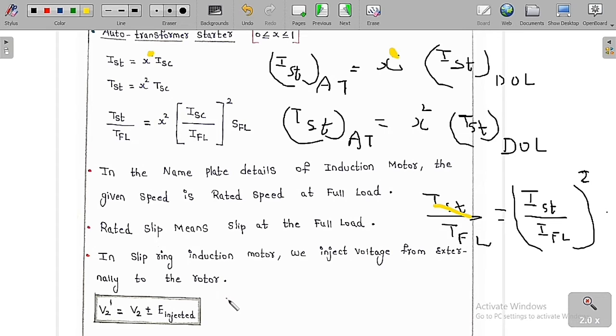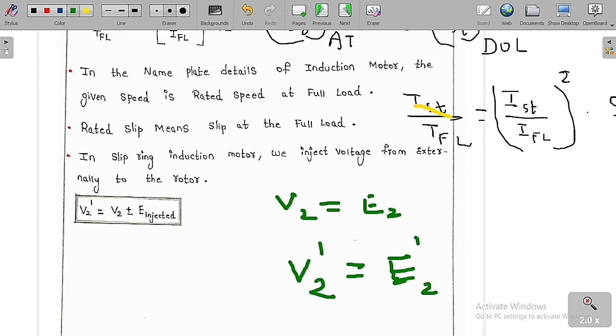All these things I have already told you. So therefore, V2 dash is equal to V2 plus or minus E injected. V2 is the induced voltage in the rotor, plus or minus E injected. Plus means both are in phase, minus means both are in opposite phase. V2 is also called the per phase induced voltage in the rotor, and V2 dash is called the new per phase induced voltage. So this is the important point that you always have to remember. V2 is always equal to E2, or V2 dash is equal to E2 dash. You can go for any of the notations, both are the same.